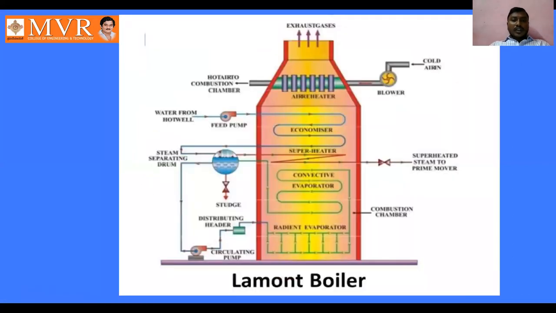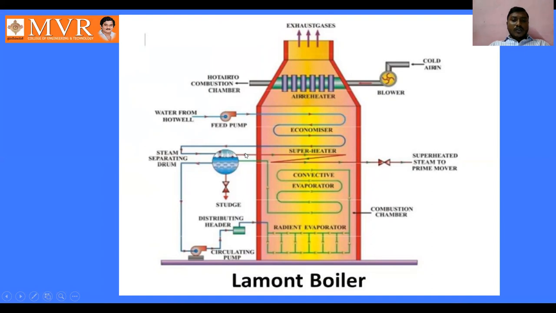Here we can observe the diagram of the Lamont principle, which works in the same way. The cold air, by using the blower fan, enters the air preheater, where heat is generated and it gives hot air for complete combustion. Water from the hot well is fed to the economizer where heating takes place, and it enters the steam separating drum where the steam and water are separated.